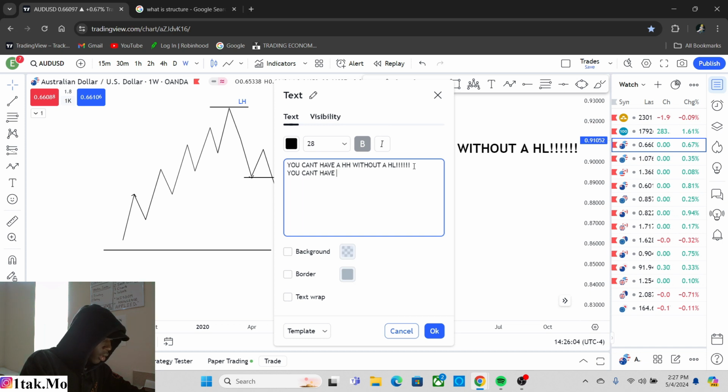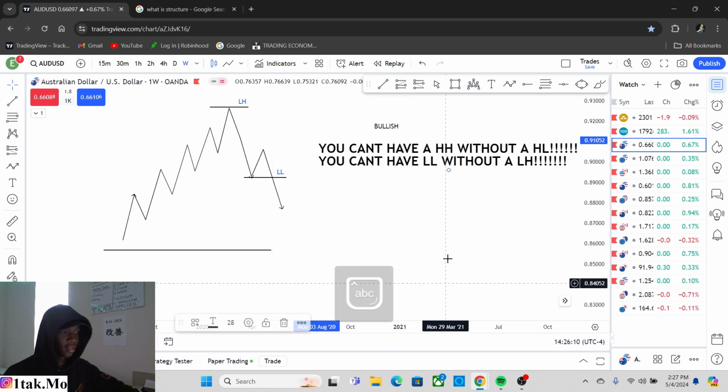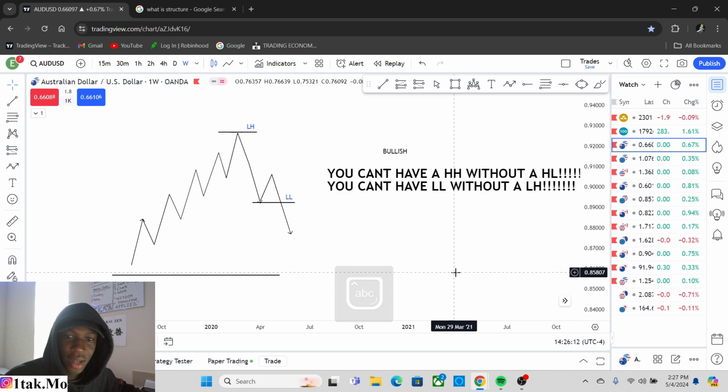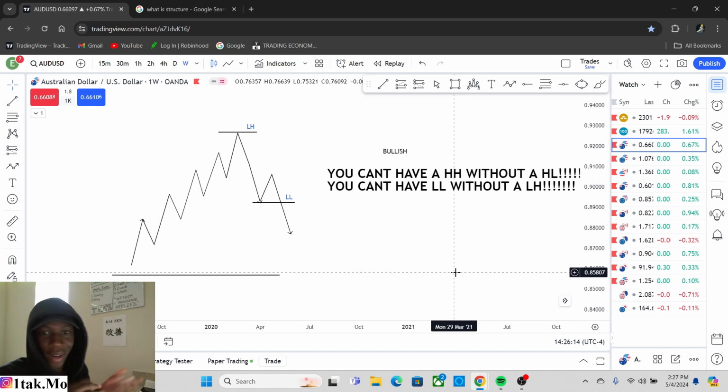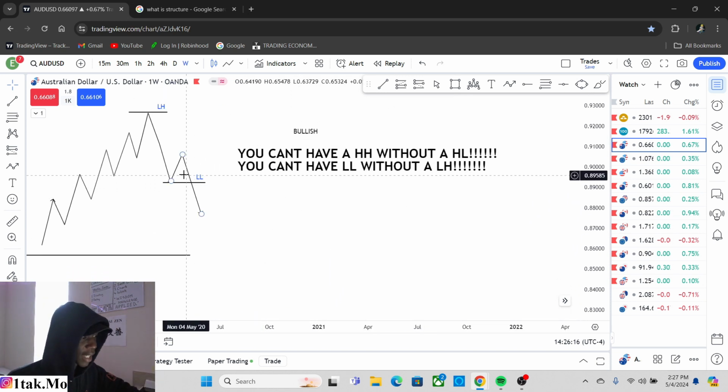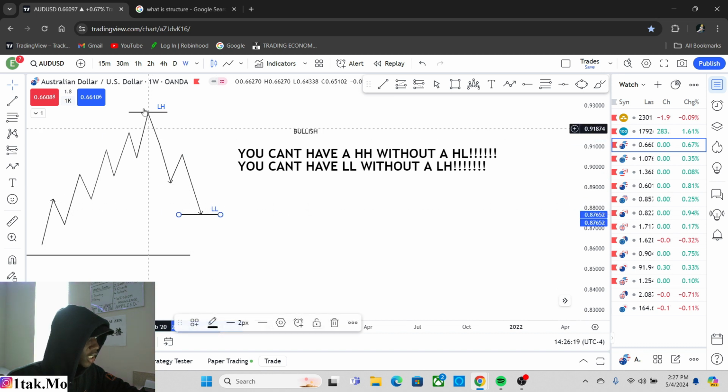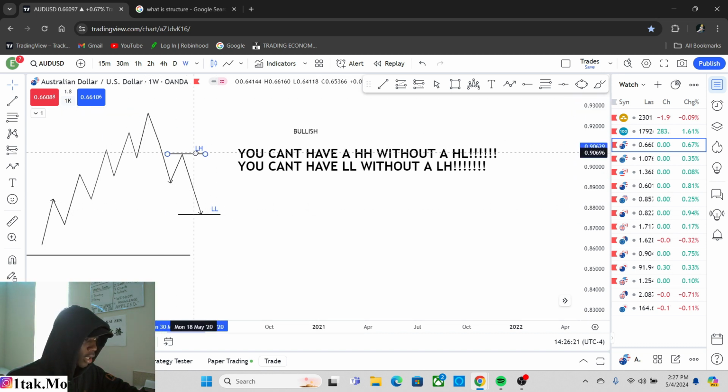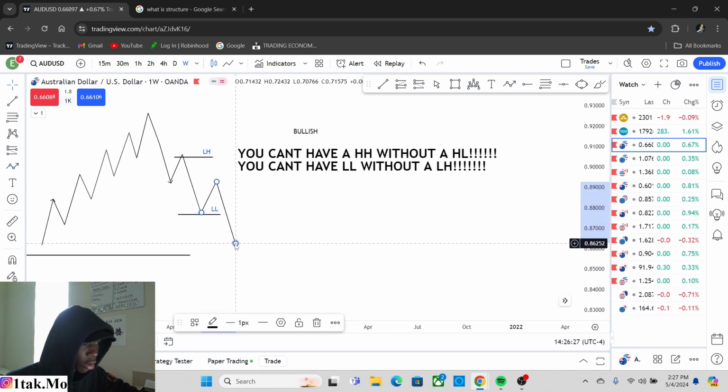A lower low without a lower high? You literally cannot. So you can't have a higher high without a higher low. You can't have a lower low without a lower high. So price has that lower low. This becomes the new lower high, and so on. Price literally pulls back, makes a new lower high, continues, makes a lower low.